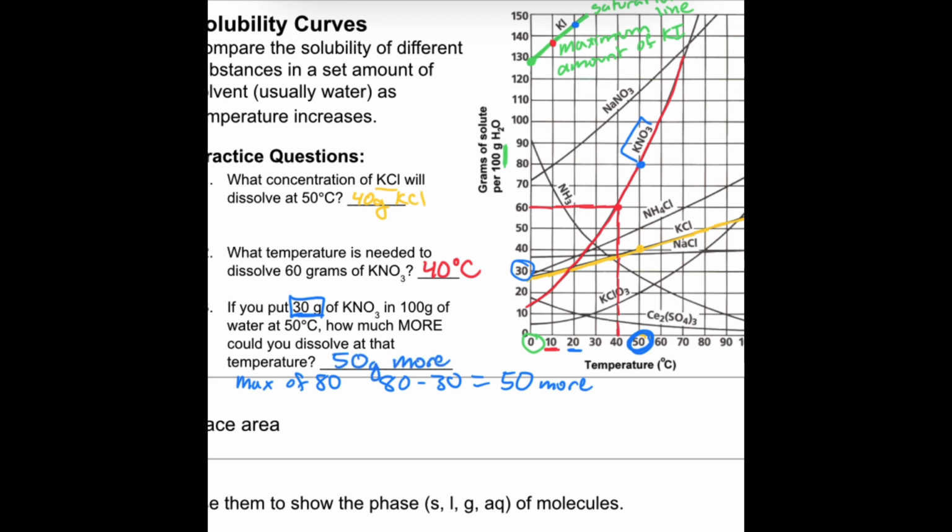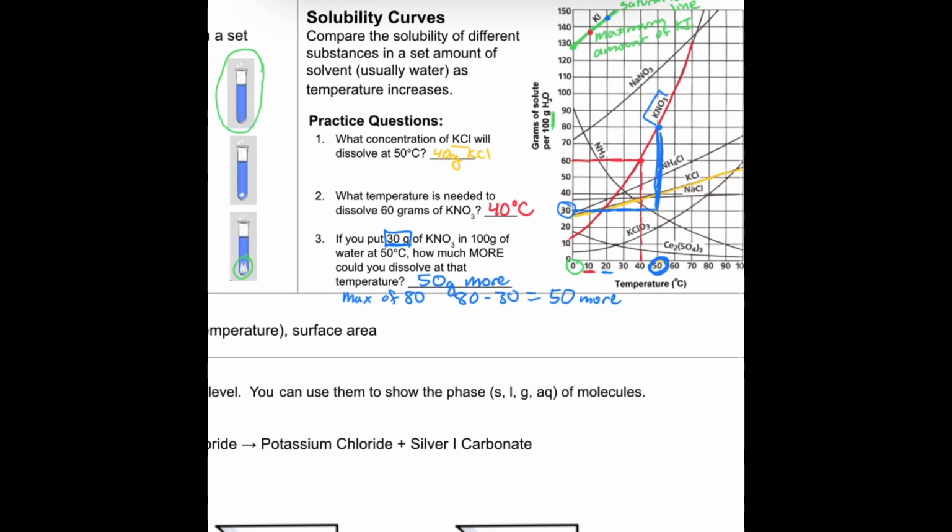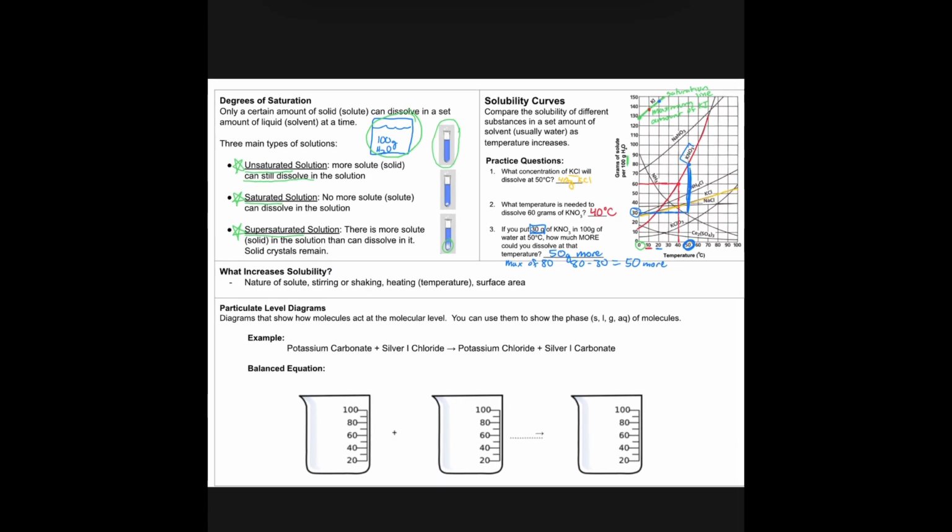Right, so basically it's just saying, okay, if you've put in 30 already, how much more until you hit that line? Because if we remember, our line is our maximum amount. So all we had to do is simple subtraction. Okay.